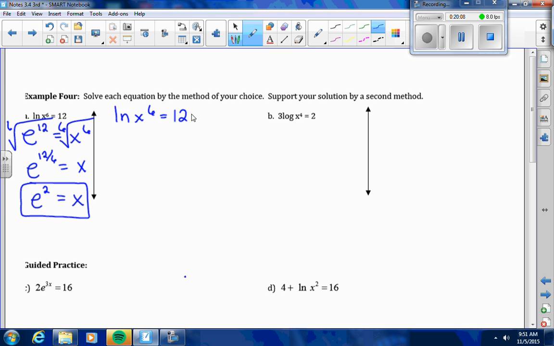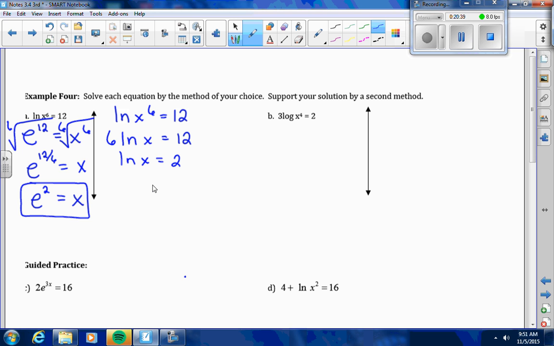The other method is using one of our properties from yesterday. So which property do you think that would have been? The exponent goes in front of the logarithm. So we would have 6 natural log of x equals 12. Then what? Divide by 6. So natural log of x equals 2. And then what?